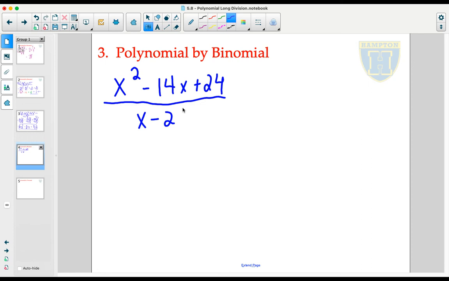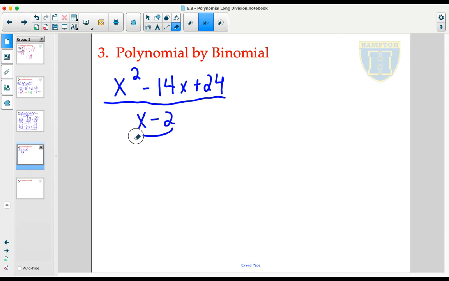Now, if you think back to previous strategies that we've already looked at in this lesson, you would think that there might be some kind of splitting you can do from the x minus 2. Maybe split the x to go with the x squared and the 14x, and the 2 to go with the 24. Unfortunately, that's not a reality for us. We do not want to break up the denominator, as that grouping must be used together, x minus 2, to do a division on x squared minus 14x plus 24.